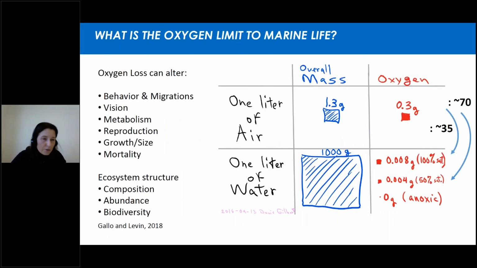Now, what is the impact on marine life of deoxygenation? We know that respiring can be challenging for marine organisms. In 1 liter of water at saturation, you have about 35 times less oxygen than in 1 liter of air. And if we speak about low oxygen regions, you have an oxygen content that is several hundred times lower than the oxygen content in 1 liter of air, if we speak about waters that are 5% saturated. So this oxygen loss can alter a lot of processes that are listed here.